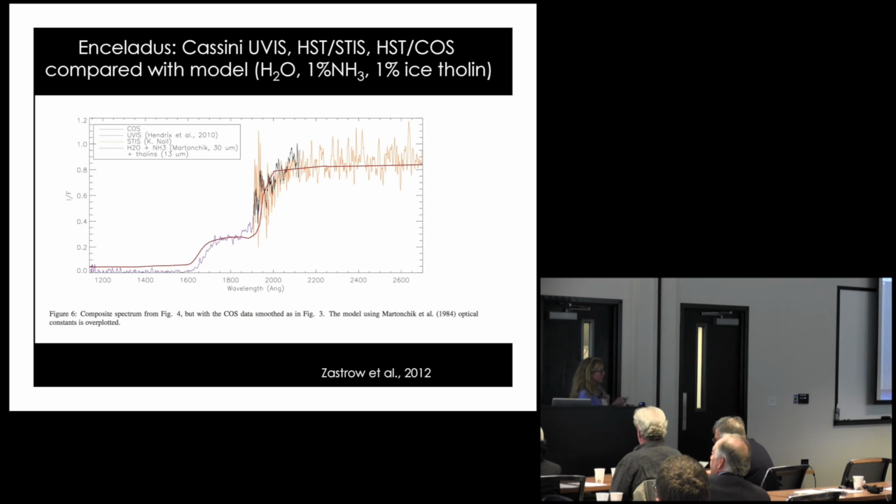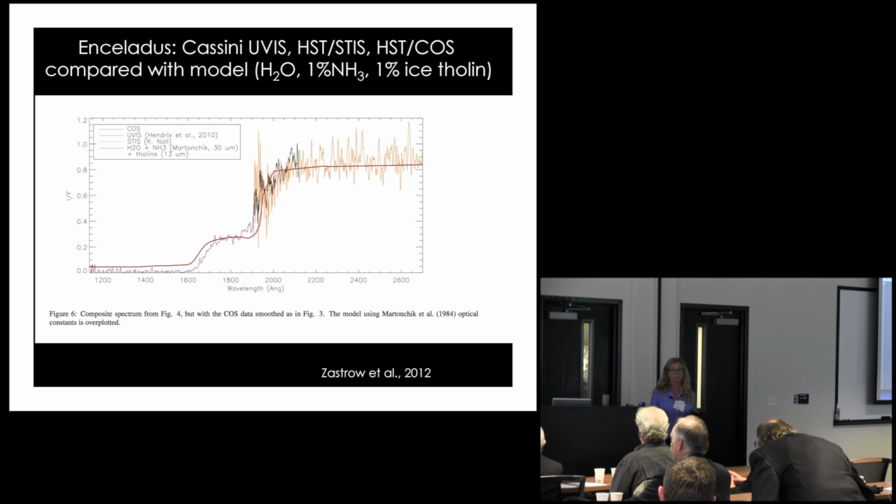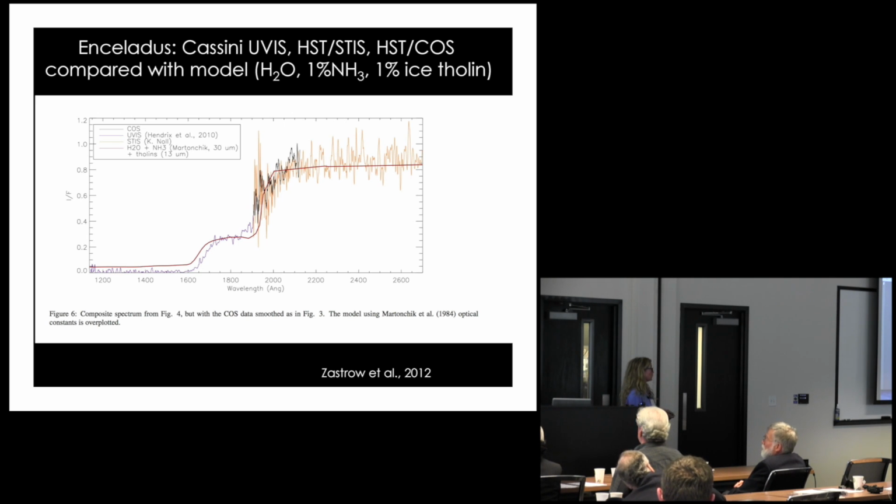So since Enceladus and all the rest of the moons are orbiting Saturn within that E-ring, which is made up of plume particles, perhaps we should see NH3 or some other plume species on the surfaces of those other moons. And so that's something that we're continuing to pursue, both with Cassini-UVIS data and with HST studies.